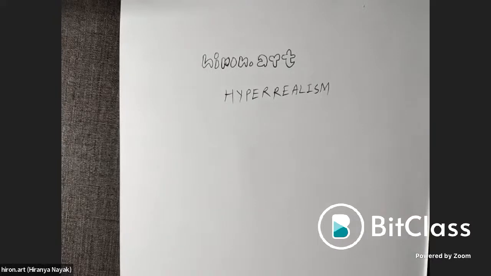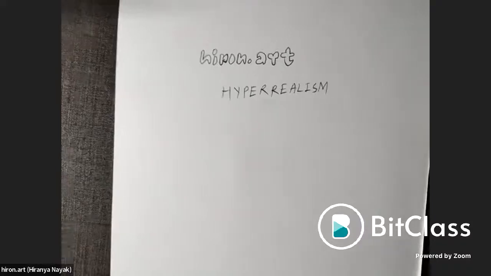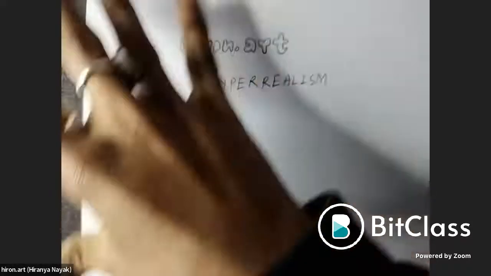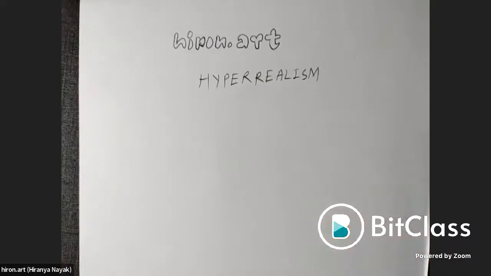Just a query: on average, how many hours do you take? It depends upon the size of the paper, the size of the drawing. Let's suppose you are going to draw on an A4 size paper and it has a lot of textures, wrinkles and all. Definitely you need to give more than 20 hours, like 15 to 20 hours.